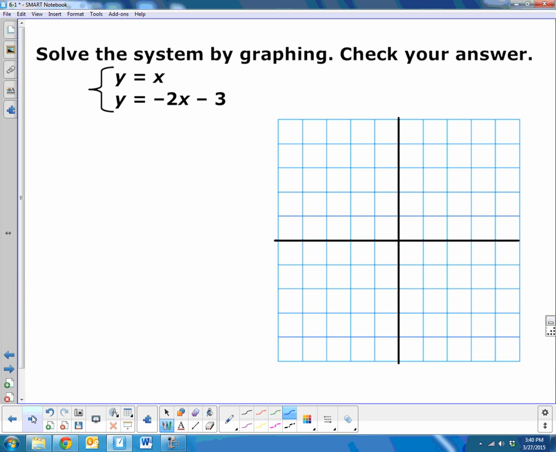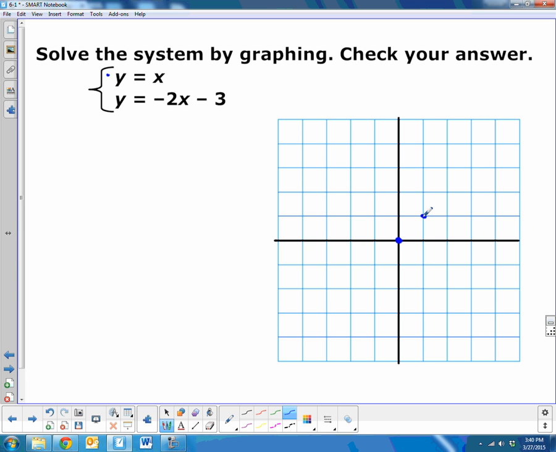Let's try that. So we've got a system. We're going to find the solution to both of these equations at the exact same time by graphing them. So I'm going to graph that first one. I'll use blue for this one. Y equals x, and so my y-intercept is going to be 0. We just spent some time on graphing. The slope is 1, so rise of 1, run of 1.